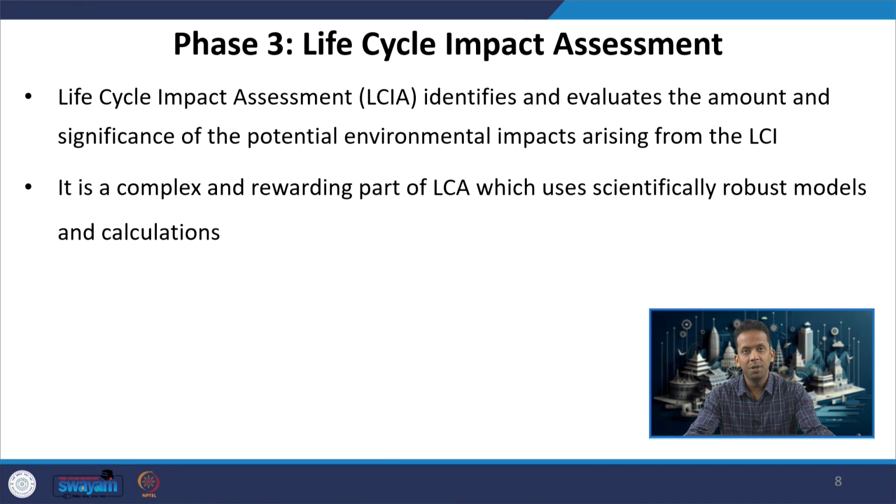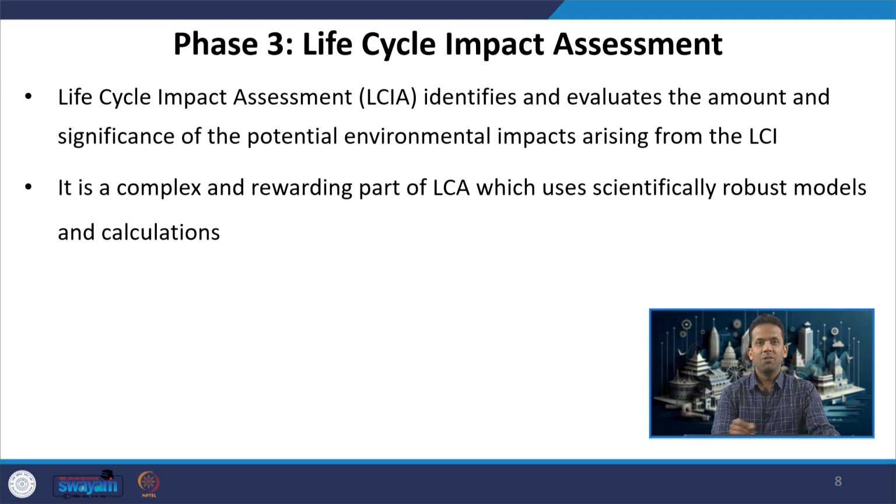That is the third phase; till the second phase we have all the data. The first phase was goal and scope: define the purpose, why we want to do this LCA, for whom, and the system boundary. Okay. Now, the second stage was to collect all the data. Now, once all the data is there, you can actually start calculating the impact.